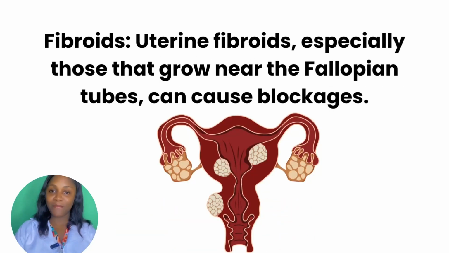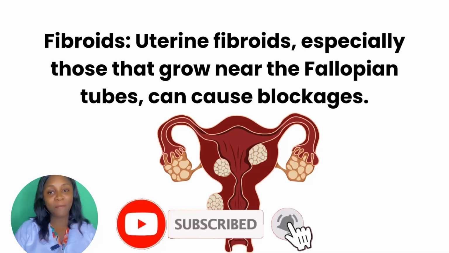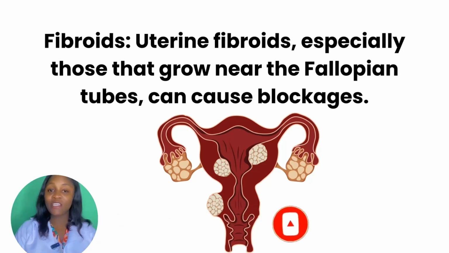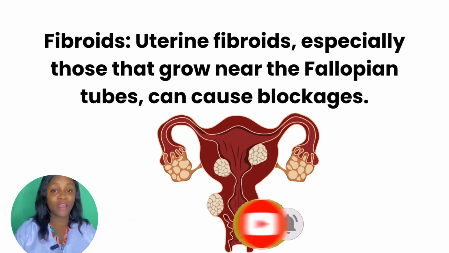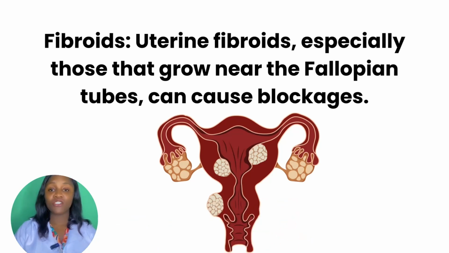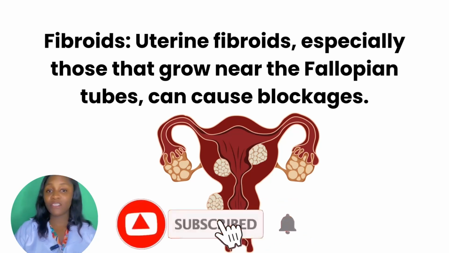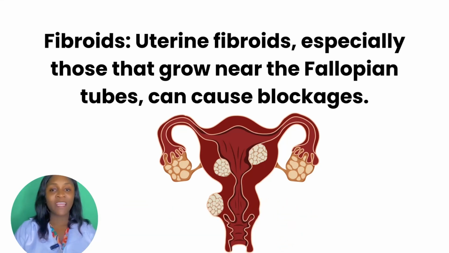The next one is fibroids. Uterine fibroids, especially those that grow near the fallopian tubes, can cause blockages. As you know, these fibroids have the ability to grow in any part of the uterine cavity. When they grow on areas near the fallopian tubes, they can cause blockage to that area.